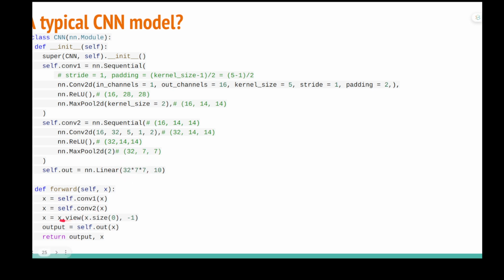So here the output of conv2 is 32 by 7 by 7, so when we use the view function to change its shape to one dimension, it means that it has 32 multiplied by 7 multiplied by 7 elements. So the size of the linear here must be exactly the same. If that's different, the system will report an error. So the linear here has input 32 multiplied by 7 multiplied by 7, and the output is 10.